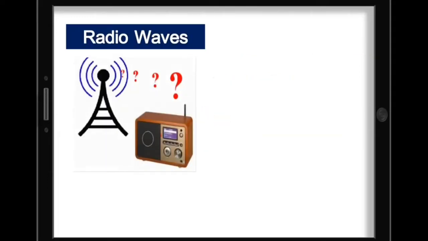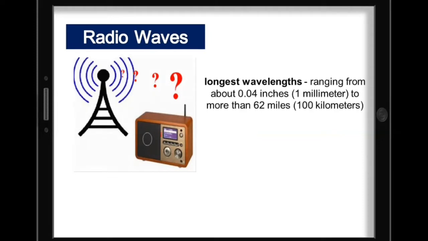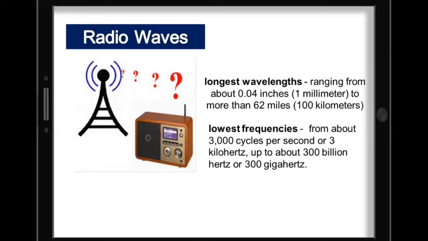Radio waves have the longest wavelength in the EM spectrum, ranging from about 0.04 inches or 1 millimeter to more than 62 miles or 100 kilometers. Radio waves also have the lowest frequencies from about 3,000 cycles per second or 3 kilohertz up to about 300 billion hertz or 300 gigahertz.